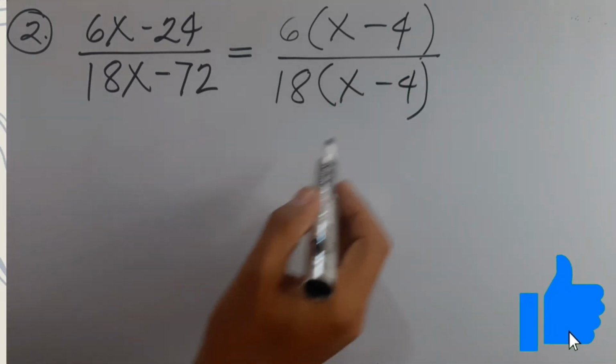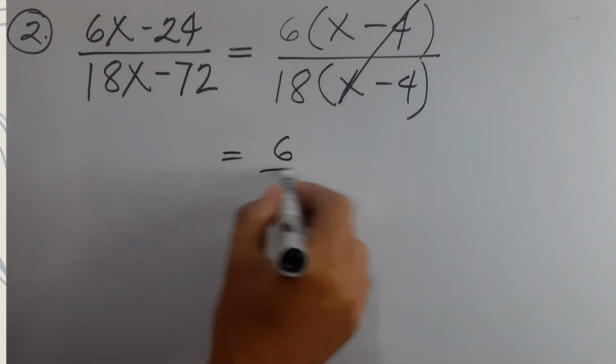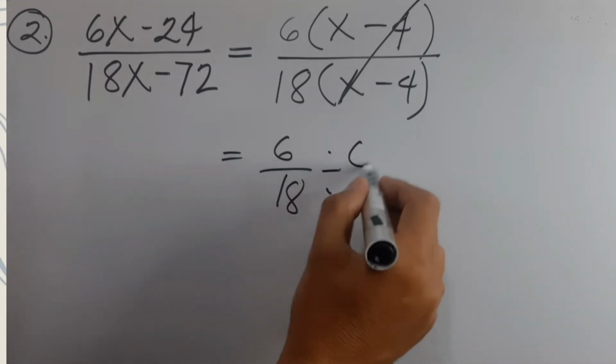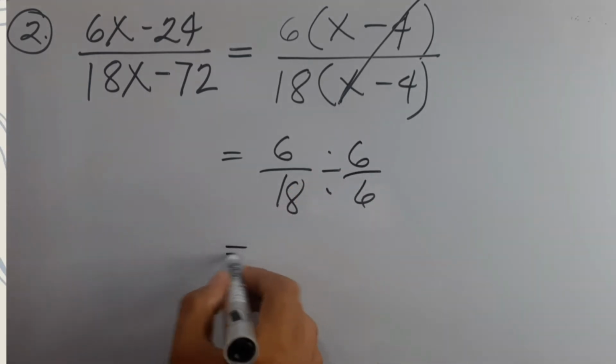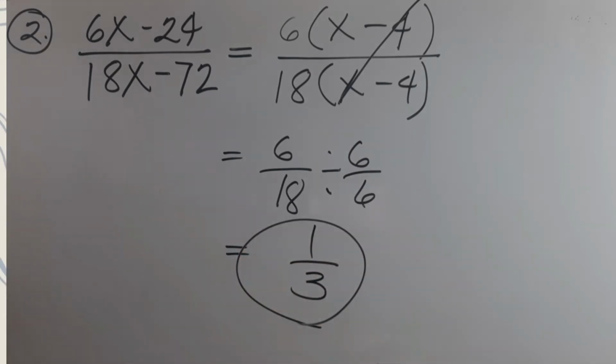If you will notice, x minus 4 is common. Cancel them. Then we have 6 over 18. Divide them by 6. So we have 1 over 3 as the simplest form of the rational algebraic expression given.